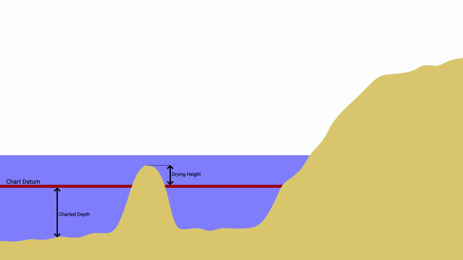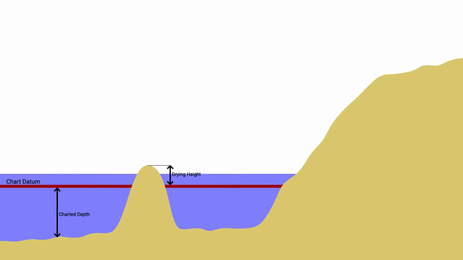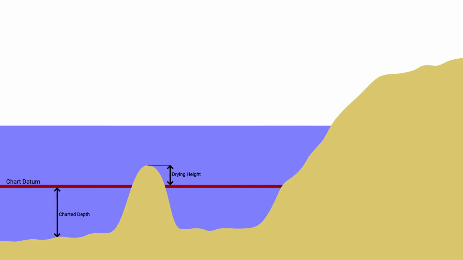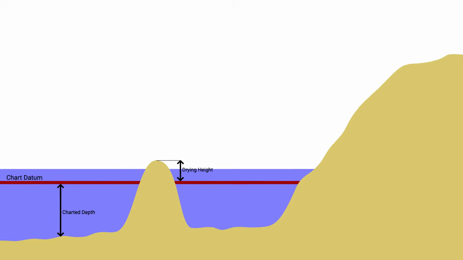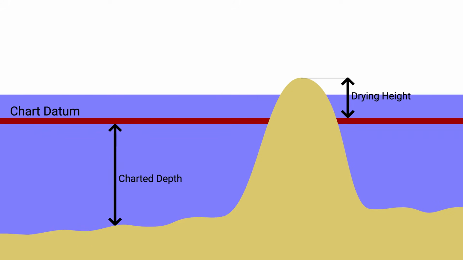Let's add in the tide to see it oscillating up and down. So at high water, obviously everything is covered by the tide, but once we get down to some of these low waters, this drying height starts to have an effect and we start to see a little bit of rock poking up above the water.